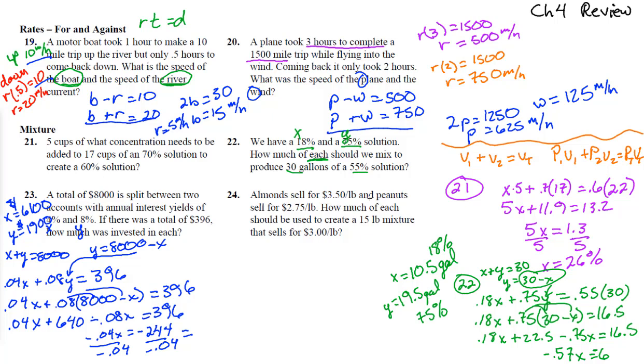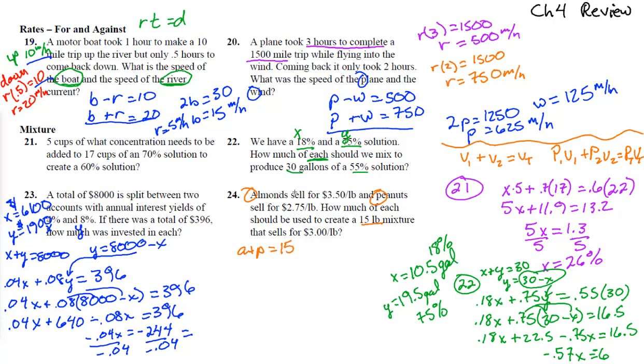Okay, number 24, the last one. Almonds sell for $3.50 a pound and peanuts sell for $2.75 a pound. How much of each should be sold to create a 15-pound mixture that sells for $3 a pound? This P is going to stand for price instead of percent, but it's really the same concept. We have almonds and peanuts. So we know that the almonds plus the peanuts have to add up to 15 pounds. And that's this first equation right there.